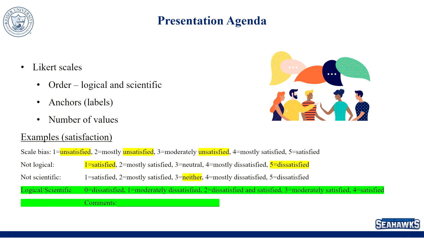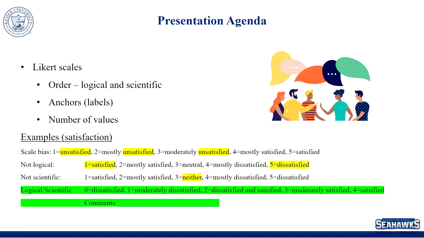Likert scales are something interesting for individuals to examine closely when they're designing a survey, because there are many assumptions associated with Likert scales that may not be quite obvious to the untrained eye, meaning that you need to have knowledge of how a scale should be designed in order to, once again, achieve reliable information and help avoid bias. The order of the Likert scale: is it logical, is it scientific? You also want to look at the anchors or the labels, and even the number of values that are on the Likert scale.